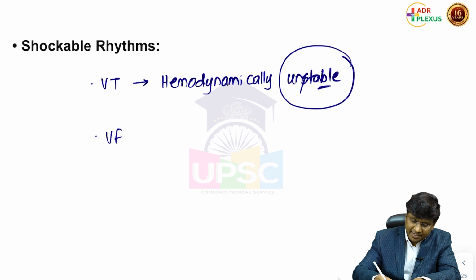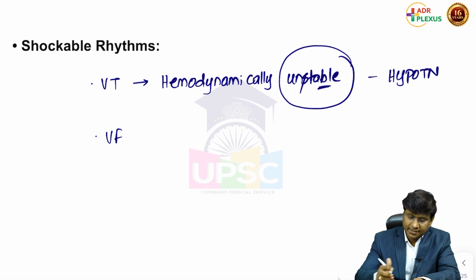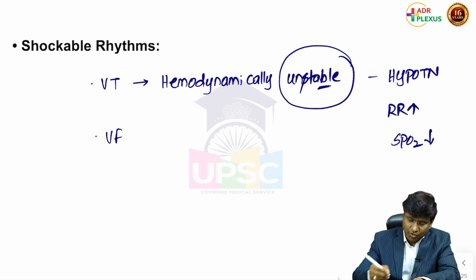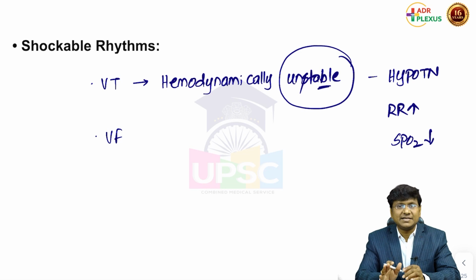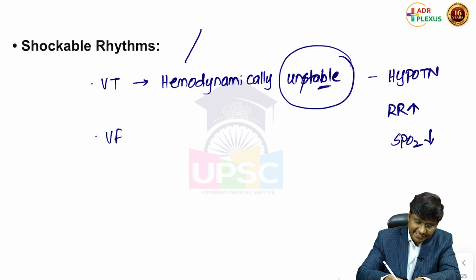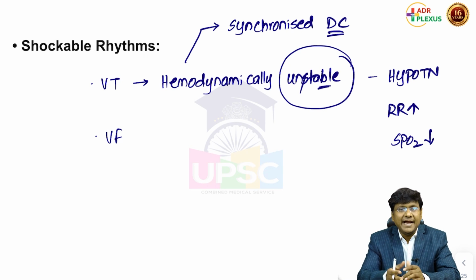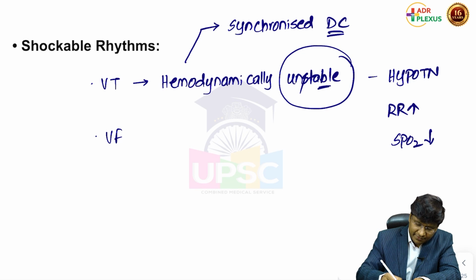What do you mean by the word hemodynamically unstable? Where the patient has hypotension, dyspnea, a very much elevated respiratory rate, and the saturation of the individual drops down. So in case of hemodynamically unstable VT, we give a shock. The type of shock we give is synchronized DC shock, that is direct cardioversion. And the strength we give is around 200 to 360 joules, right?